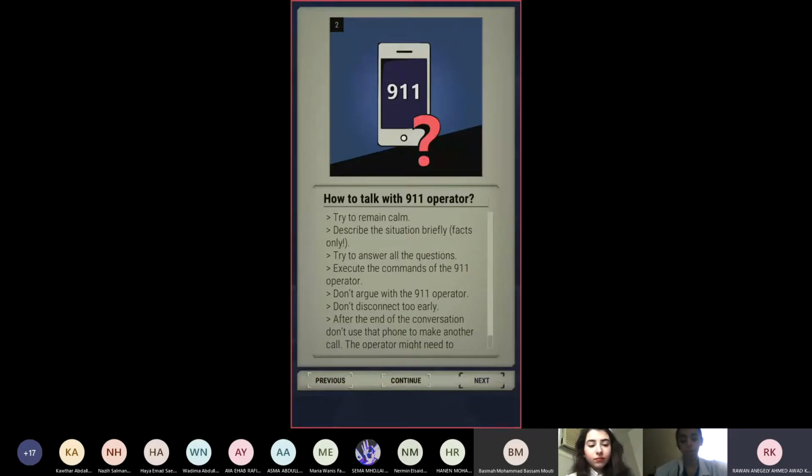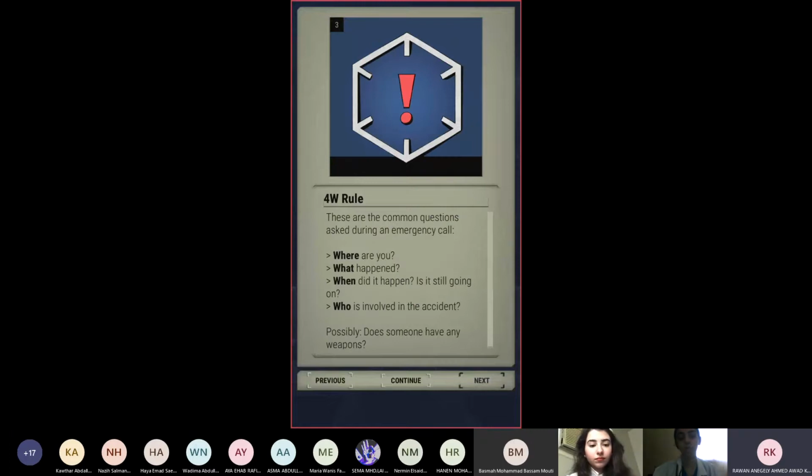And now for answering the questions of the 998 operator, we have something called the 4W rule. What is the 4W rule? It is where, what, when, who. Where stands for the place. You should give the operator the correct and exact place. What, explain briefly and with facts. When, you should note the time when it happened. Who, if someone was involved in this accident, you should mention this for sure.